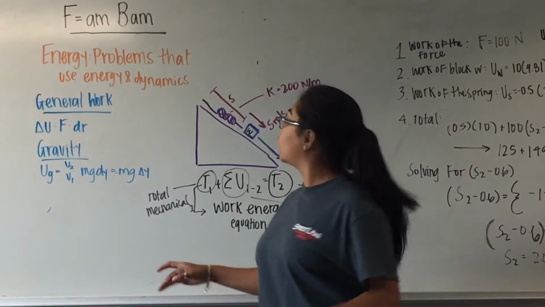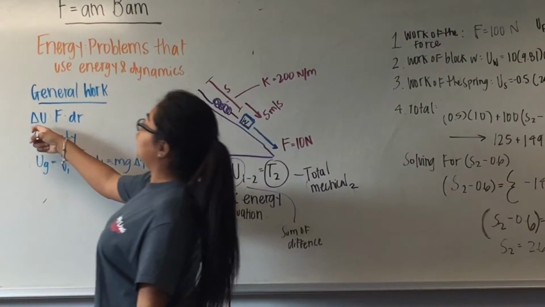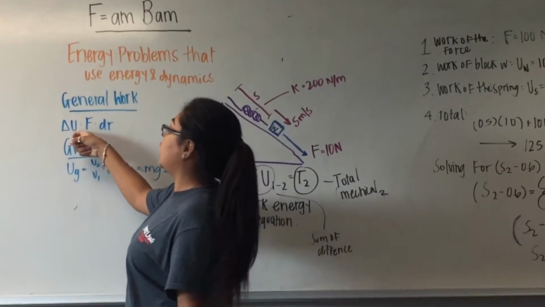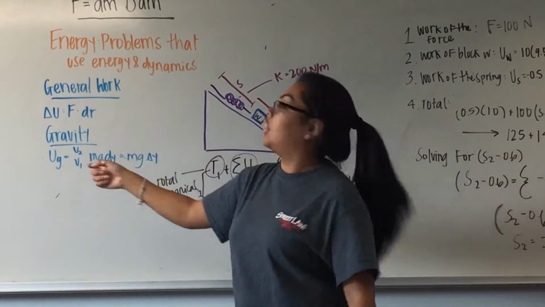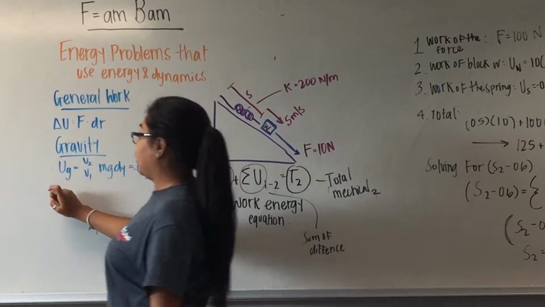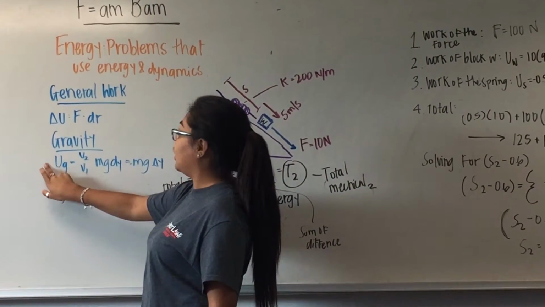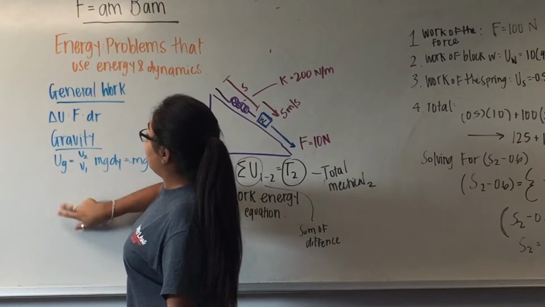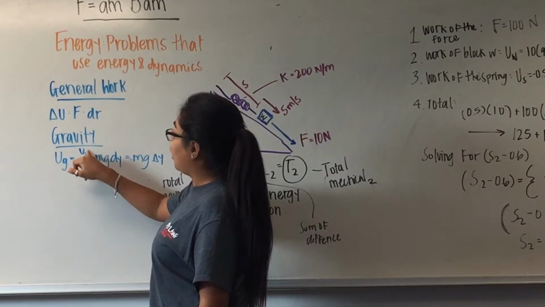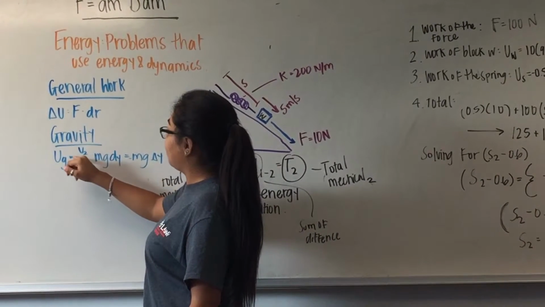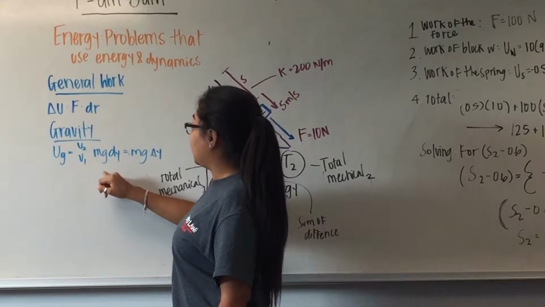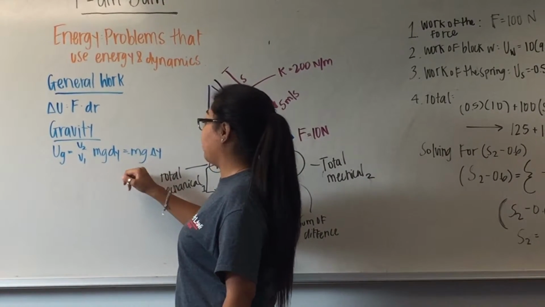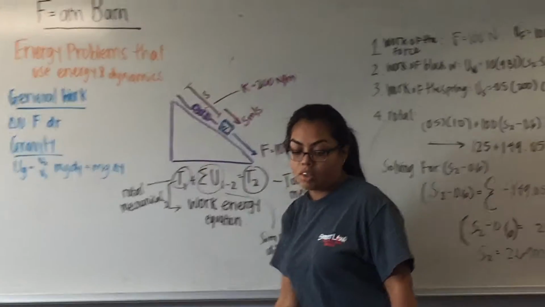So the general work equation is the change of U, the potential energy, equals F times dr. And then the other equation we have is the gravity equation. So the UG equals the integral from the first position to the second of mg dy, which equals negative mg times the change of y.